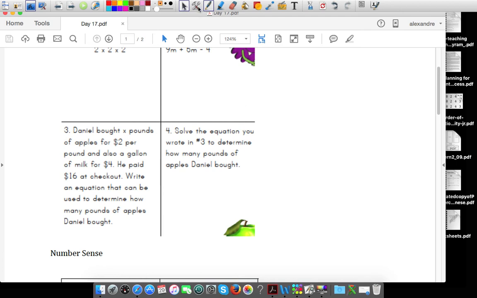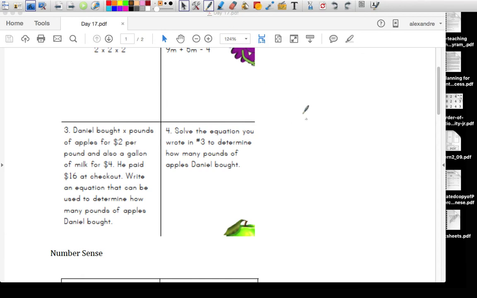Alright, so let's get this equation here. X pounds of apples, so he bought $2 times X. It's $2 times this many pounds that I have no idea. Plus he also bought a gallon of milk for $4. 1 gallon. And he paid all that. Cost him $16. Alright, so you're looking for a number that I can substitute in here. Okay, this is a two-step equation which we really didn't do. But I think you can solve this.